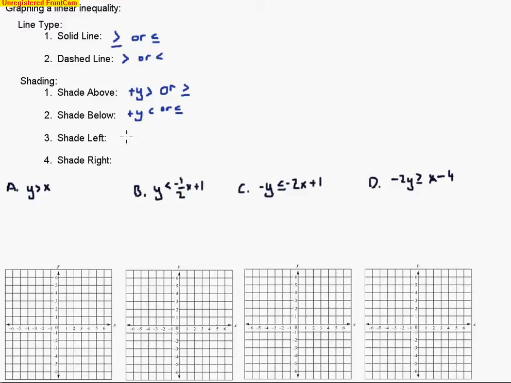Now we shade left if we have no y term and it's just x's. So again, these only are for when there's no y term at all. You don't even see that y term. This is when we're going to either shade left or right. So it only works with a positive x that is less than or less than or equal to, because the values of x are smaller when they're off to the left. And when we shade right, well, then it's a positive x is greater than or equal to, because the values of x that are bigger are to the right.